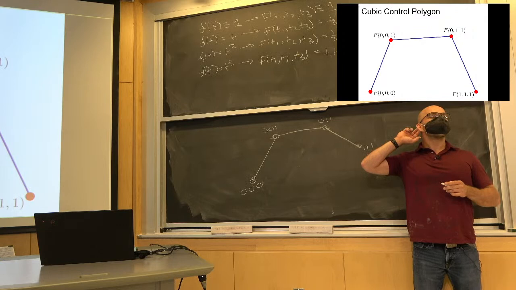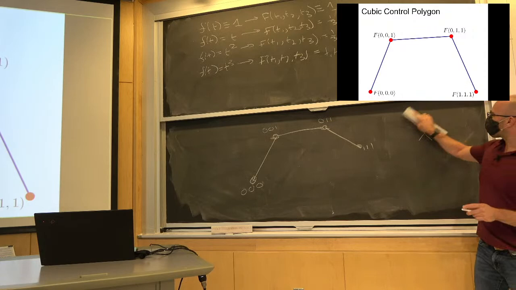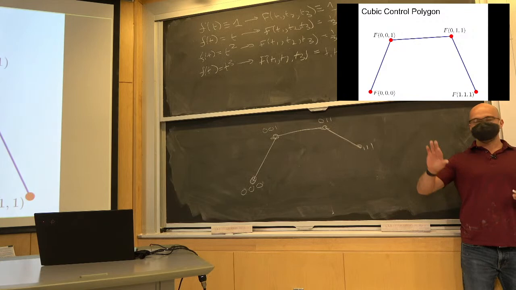Oh, like I could draw that, that would be perfectly fine, but that's just annoying to draw, so we're not going to do that for now. Okay. So remember the symmetric property. It says that I can permute the input to my blossom and it doesn't affect the point.